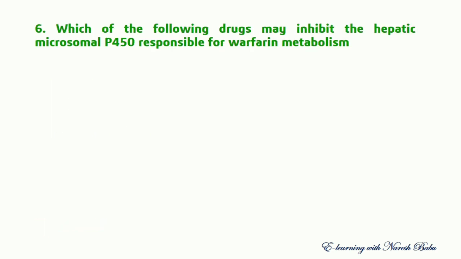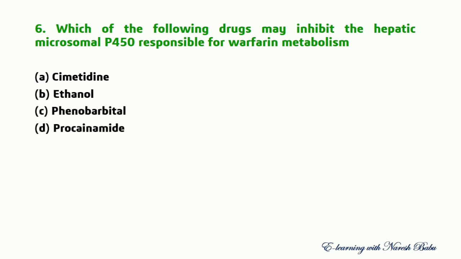Next question, which of the following drugs may inhibit the hepatic microsomal P450 responsible for warfarin metabolism? So in warfarin metabolism, which drug is inhibiting the hepatic microsomal P450? Among the options, cimetidine, ethanol, phenobarbital, procainamide and rifampicin, the answer is cimetidine. It is an H2 blocker.